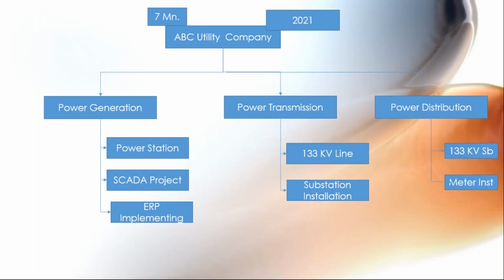I'm taking this requirement just considering the department. Here I have considered power generation as one business line, power transmission as another business line, and power distribution as a different business line. Further, I'm going with the project type. Let's say power station is one project type, SCADA project is another project type, and ERP implementation is another project type. I'll first create this structure in the system, and then we will go further to understand the process. Let me open the system.